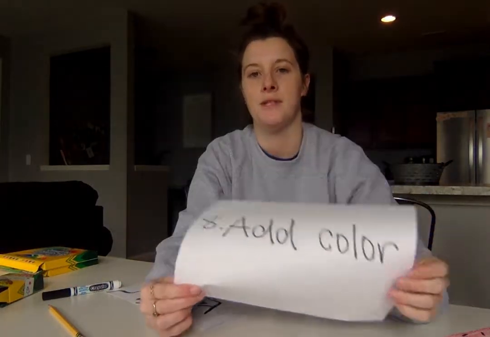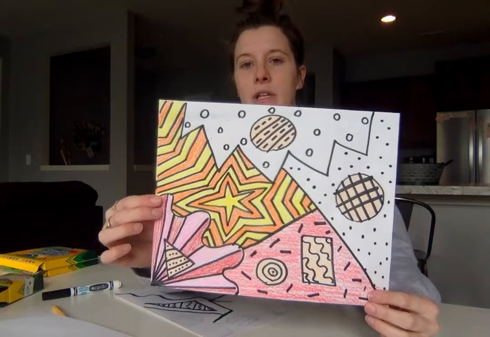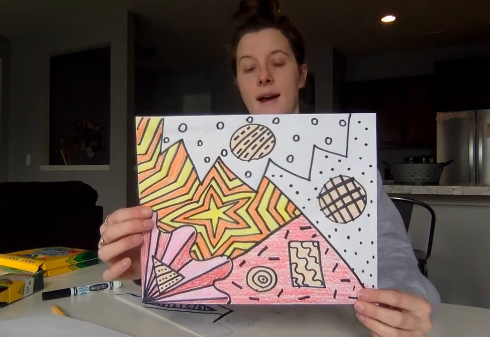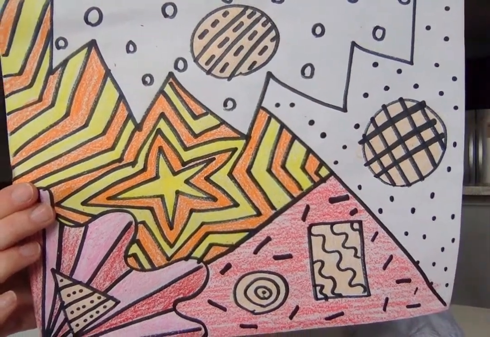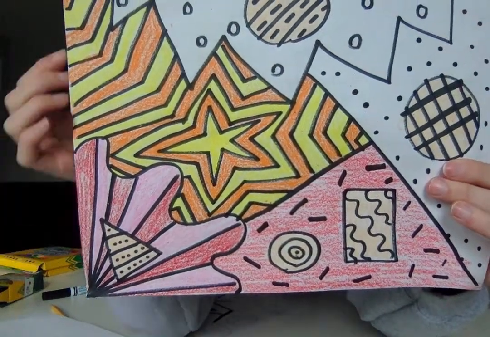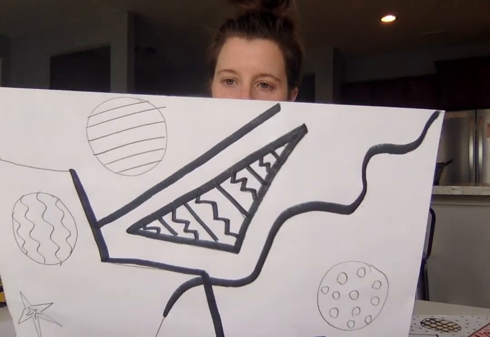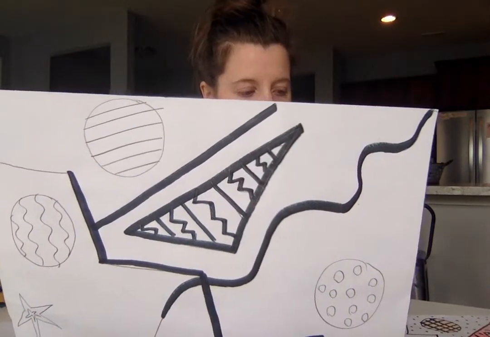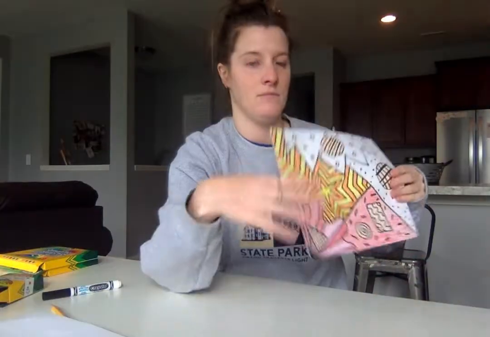And we'll move on to step number 8, which says to add color. So I have a sample that I started earlier. It's obviously not done. As you can see, I colored with crayon. And I don't really love the way it turned out because the colors aren't that bright and they don't pop. So on this one, I'll definitely use markers to color it in because I think it'll give it a lot nicer of a look.